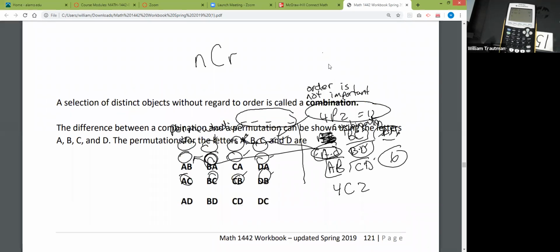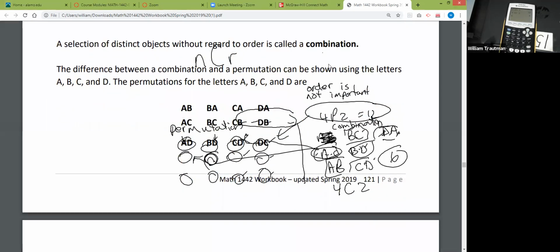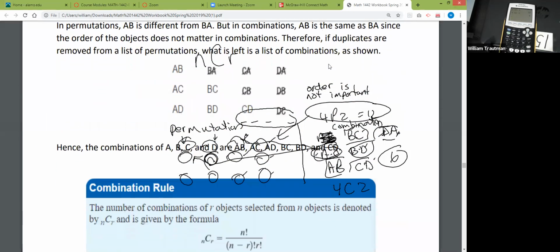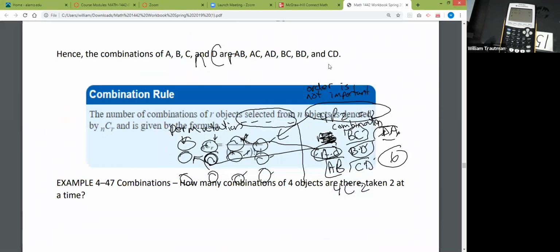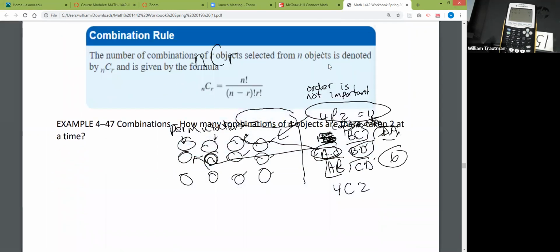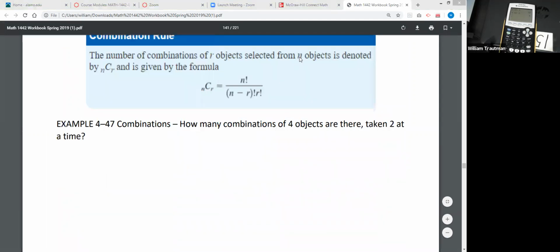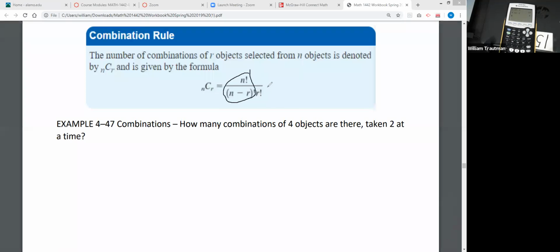So let's take a look. And by the way, sometimes on the test, it's not going to tell you which one to use, so you may have to decide yourself. Here they just showed the formula for combination. It's the exact same thing as permutation, except they added an extra r factorial on the bottom. So AB is the same thing as BA, so you don't count that twice.